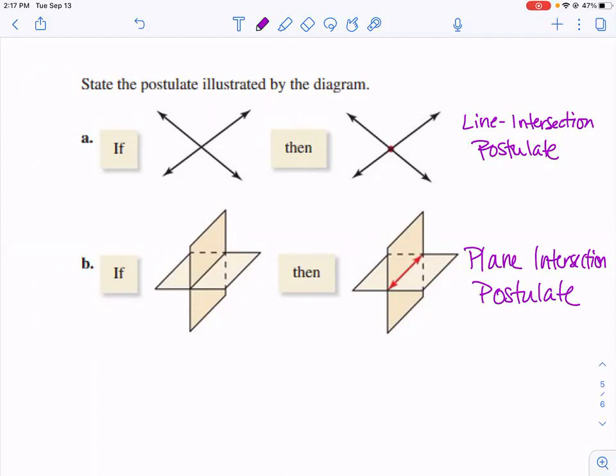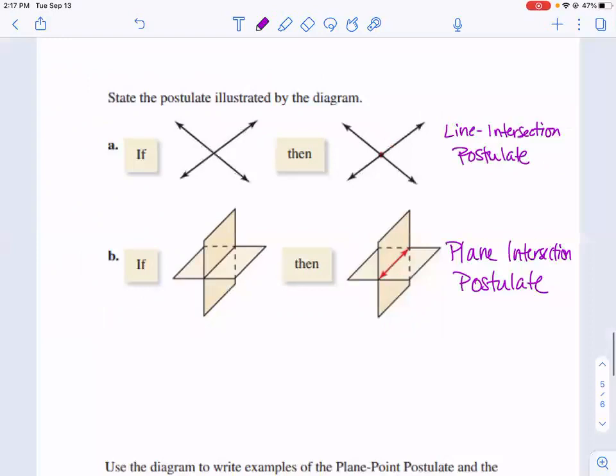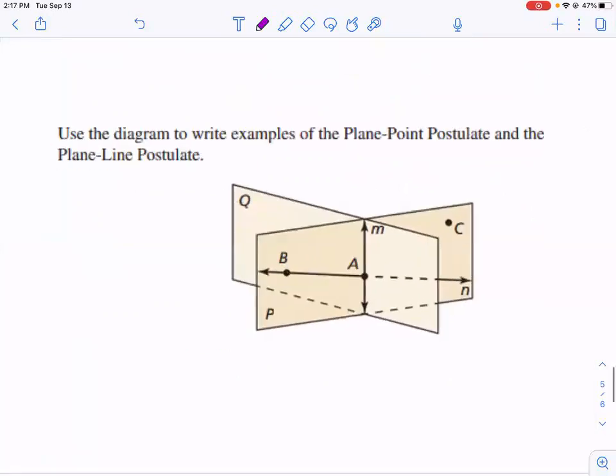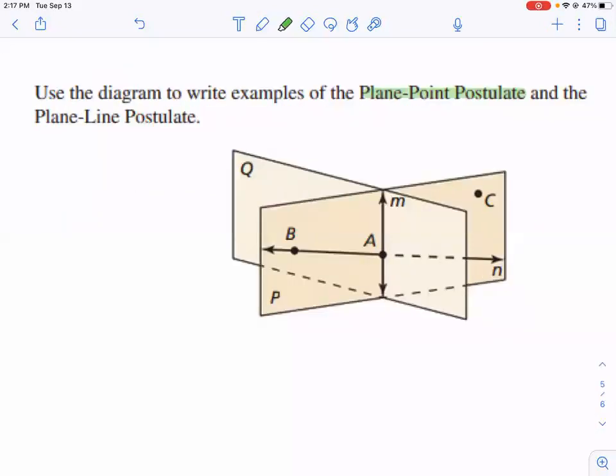Okay. Now, let's look at our next diagram. First it says, use the diagram to write examples of the plane point postulate. Aiden, in your notes, will you please read the plane point postulate? Okay, thank you. A plane contains at least 3 non-collinear points. So, do you see a plane that has points? All right, which plane has points? Okay, plane P.